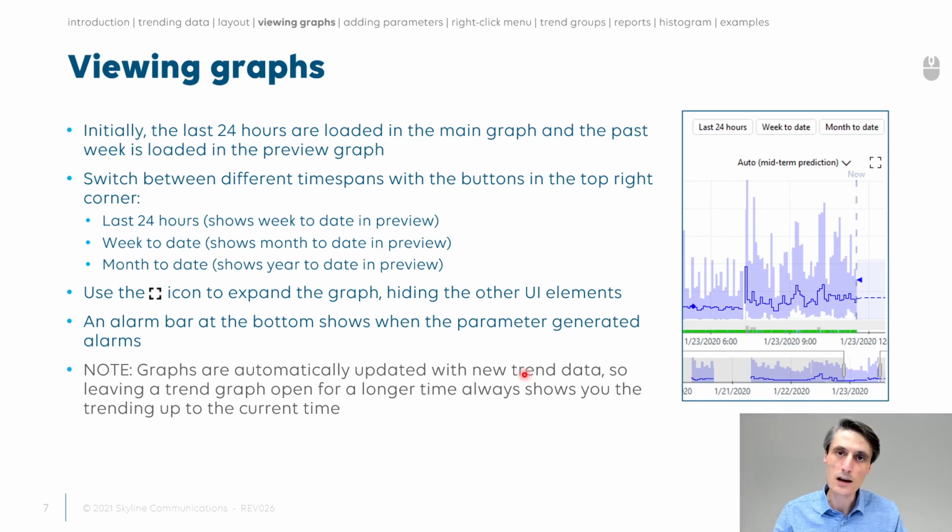We'll use that when we do some navigation. Whenever I drill down into a parameter, by default, it will always show me the last 24 hours. And you do have on the upper right-hand side a convenient button to switch to the week to date or month to date, or go back to the last 24 hours whenever you were zooming in or zooming out or moving in time. You can always easily go back there.